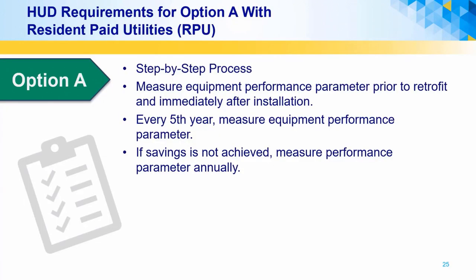HUD requirements for option A M&V for resident paid utilities are the same as the add-on subsidy, except that the ESCo does not have to perform an annual physical inspection of a random sample of the equipment.